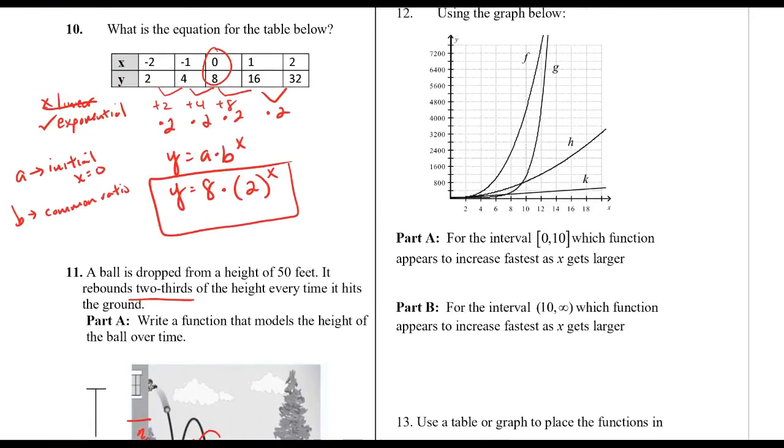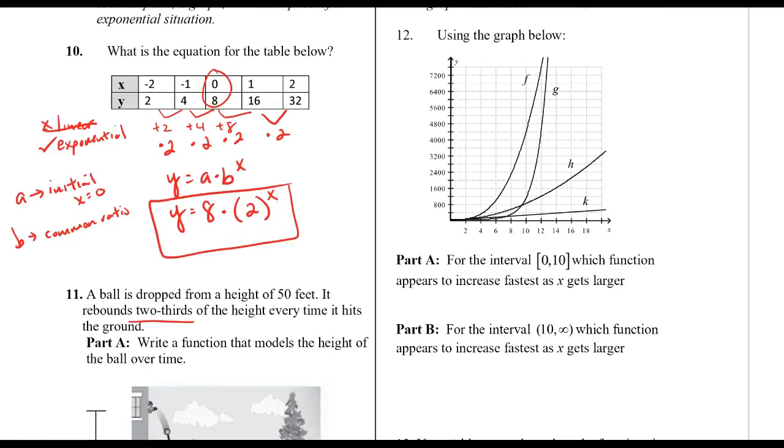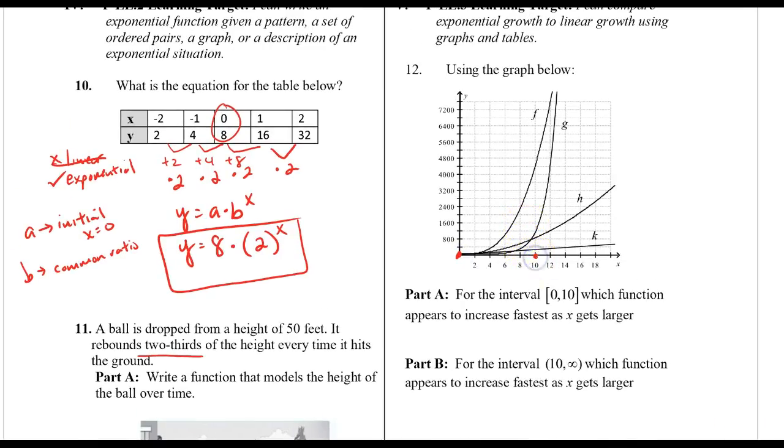All right, number 12. Use the graph below. For the interval 0 to 10, which function appears to increase fastest as x gets larger? So we're just looking from 0 until 10. So I'm actually going to pull out a highlighter real quick so I can highlight just the part that I care about. I'm only looking from this little region right here, this yellow part, okay?